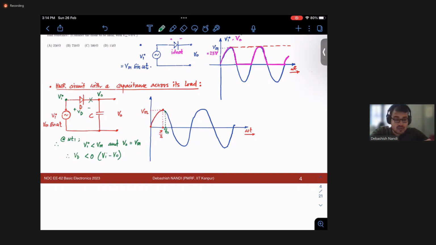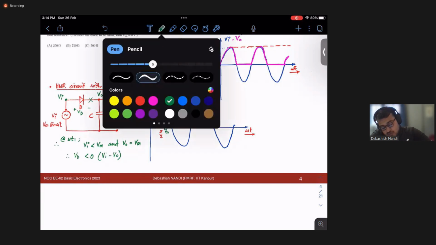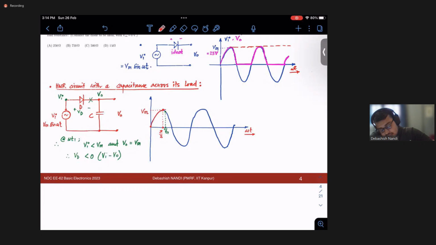And till what point will it not conduct? It will not conduct unless my Vi is more than Vm, right? Only then does the diode get forward biased and start conducting. But you see that my sinusoidal signal is never going to cross this Vm. So what about my output? My output will just stay here. At this point again, the net voltage across my diode is 0. So it keeps on going like that, right?